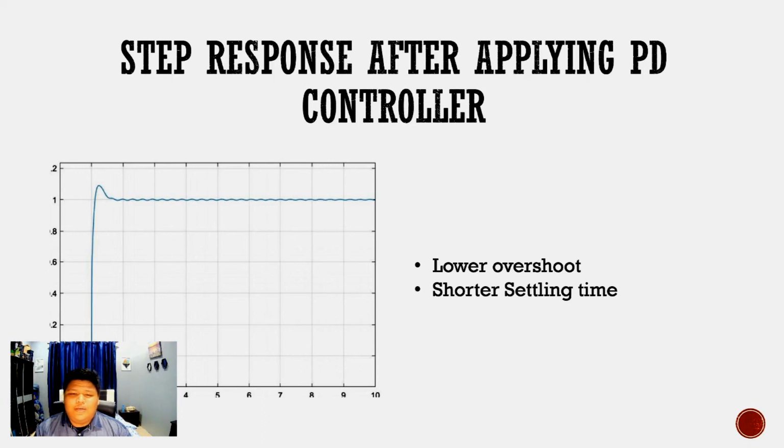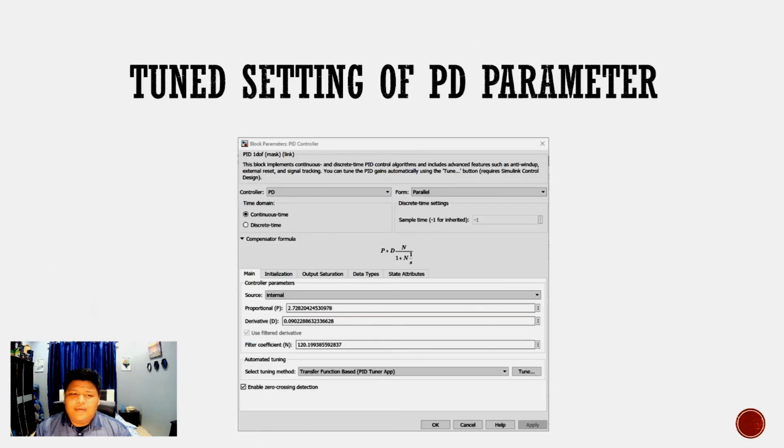The setting that we have tuned for the parameters is shown on the display now, which is the proportional P equal to 2.728 and so on, and the derivative D equal to 0.090 and so on. This is the value we tuned until we got the optimal PD parameters.